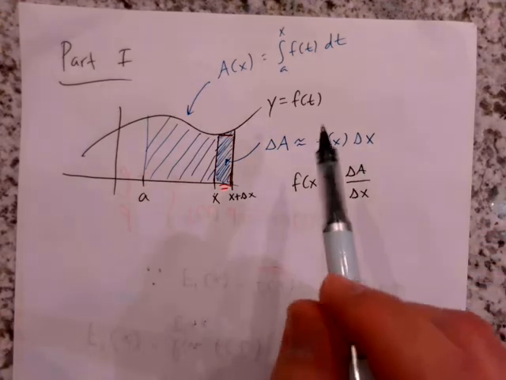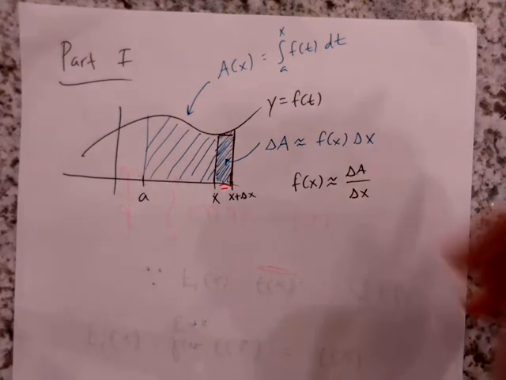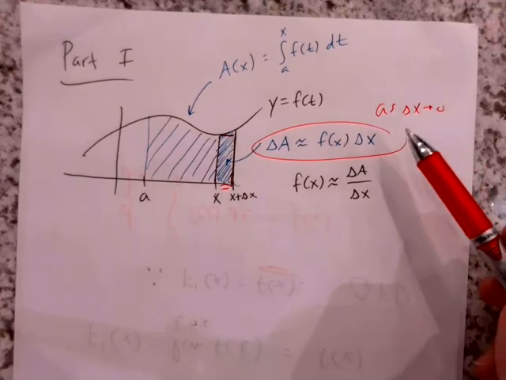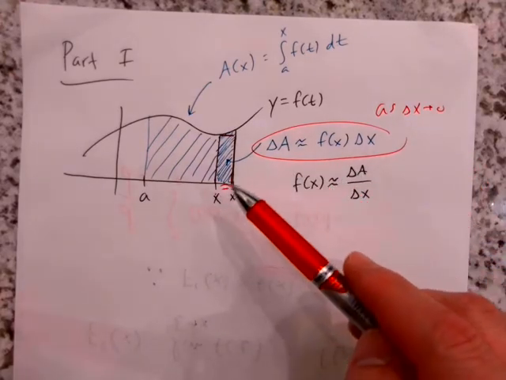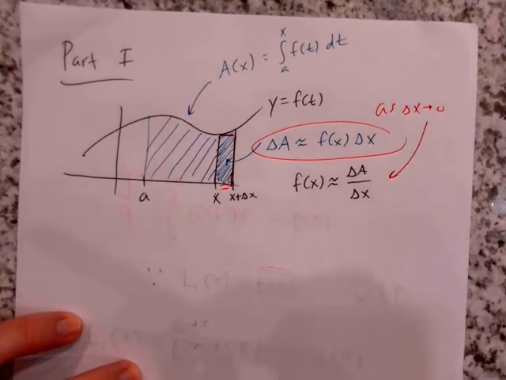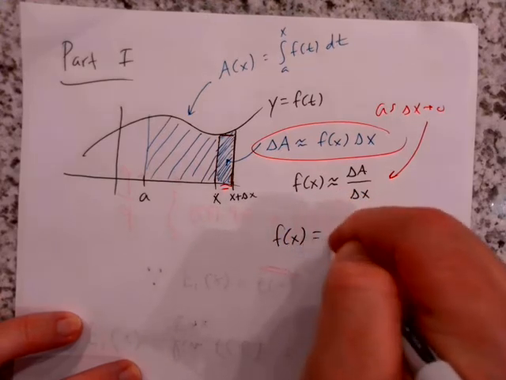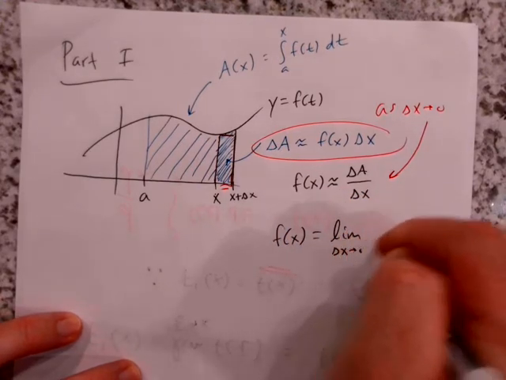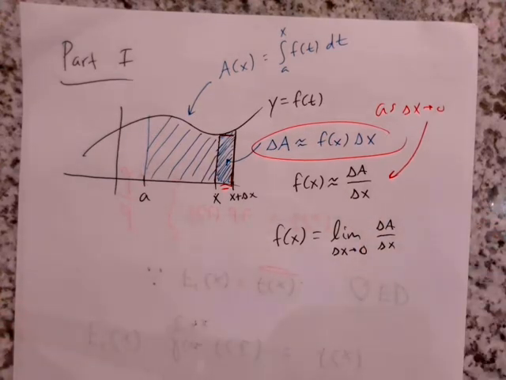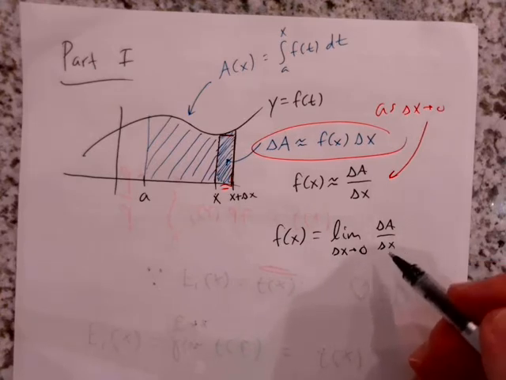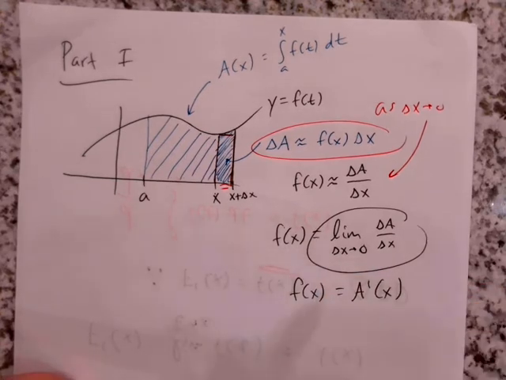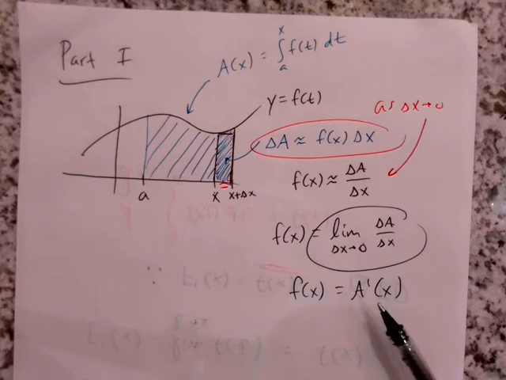Now, as delta x approaches 0, this becomes exact, because as delta x approaches 0, it stops being an approximation and becomes the exact value, which means as delta x approaches 0, you get equality. And what is this? That's the change in A over the change in x. That's just A prime. This is A prime. So the slope of the area function is f of x.